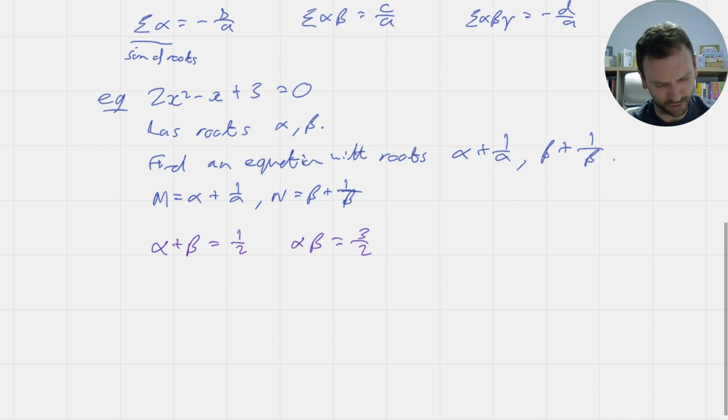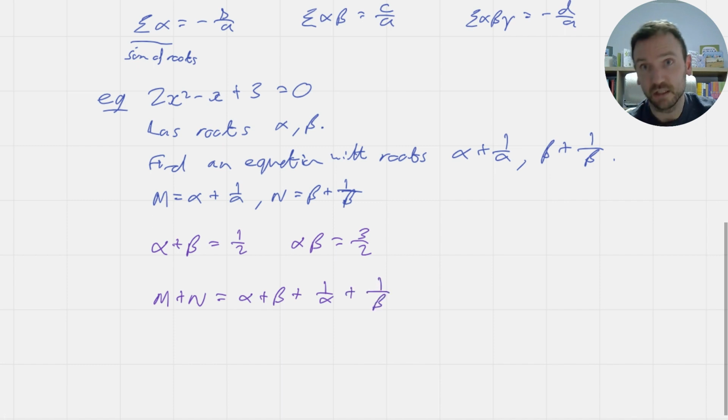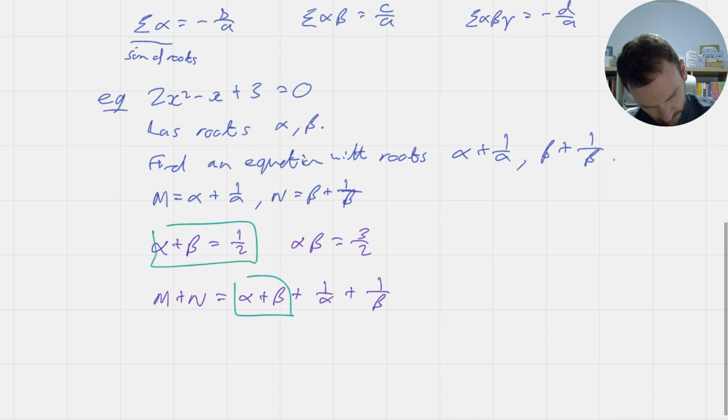So those are our old roots. We need to think about our new roots now, which I've called m and n. If we can find the sum and the product of these roots, we're going to be in business. So the sum of these roots is going to be alpha plus beta plus 1 over alpha plus 1 over beta. Some of this we already know. We've already said what alpha plus beta is equal to. We've got it right up here. So we can make use of that and say, well, that's just a half.